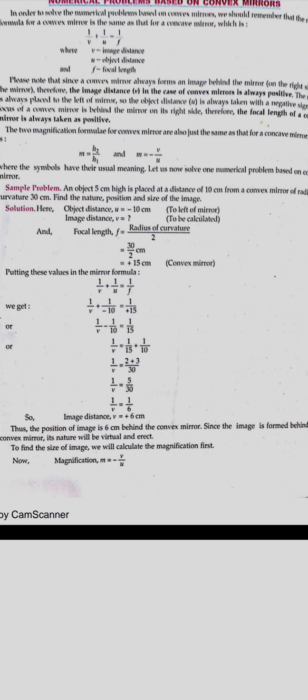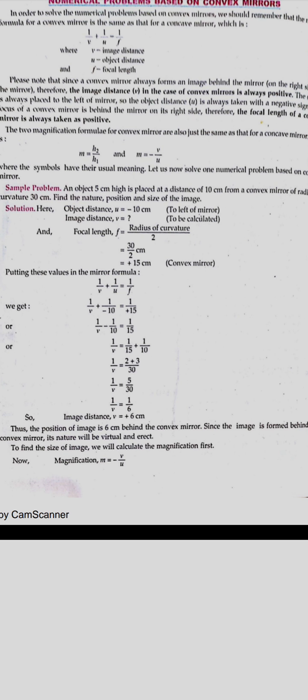Similarly, the object is 5 cm high. So the size of the object is given, that is 5 cm high, and it is kept at a distance of 10 cm from the convex mirror. So this 10 cm is the object distance, so we take u as 10 cm. But it is kept at the left side, and we get the image on the right side. So u's value will be negative, that is minus 10 cm, and the image distance will be positive. So 1 by v plus 1 by u is equal to 1 by f.